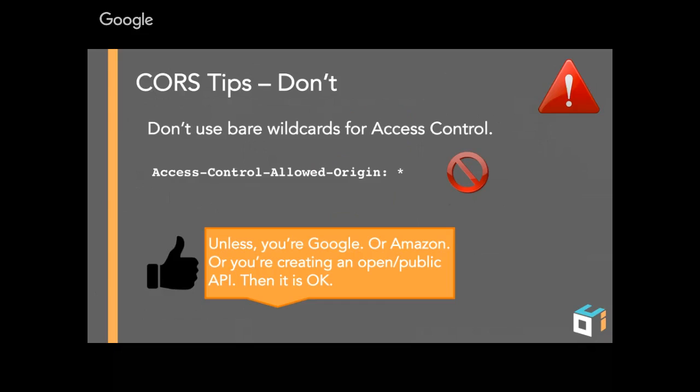That's a very interesting thought experiment to conduct: go find an open API and see how they've implemented it. Some of them simply echo back whatever origin the browser says. I've seen that as well, and that's their way of future-proofing the scenario. So you may see that, and that's considered acceptable in my opinion. But again, unless you're doing an open or public API, don't use the wildcard. We'll talk more about the wildcard.